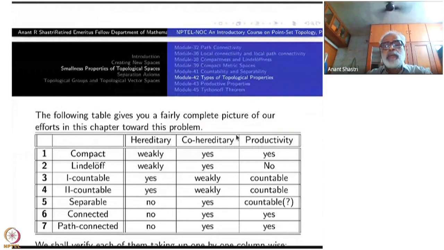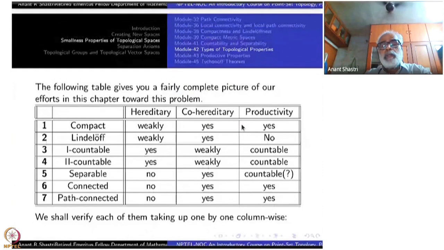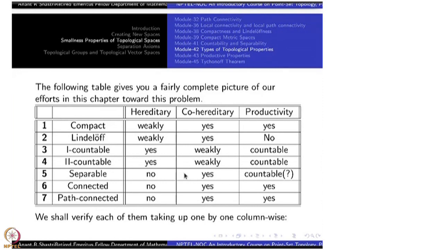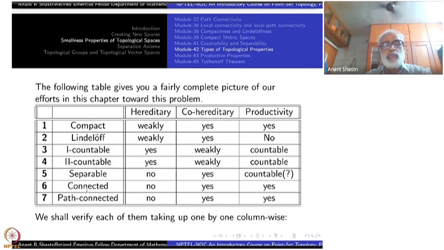So here is a table, which will give you a fairly good idea of whatever you are going to do right now, and a little more in this chapter two, maybe in the next section and so on. So here I have listed seven of the properties that we have studied so far: compactness, Lindelofness, first and second countable, separable, connected, path connected.